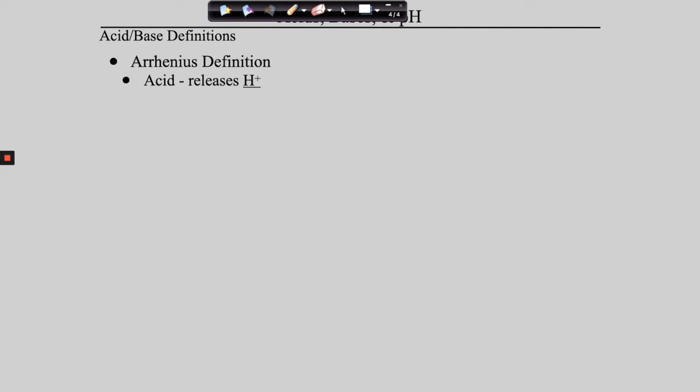You'll notice that there's a blank in your notes. It's also underlined up on the screen, and that gives you the chance to fill in your notes with the idea that in the Arrhenius definition, acids release hydrogen ions. So if you understand that, you can probably fill in the next line in your notes, because bases then release, as we said earlier, OH.